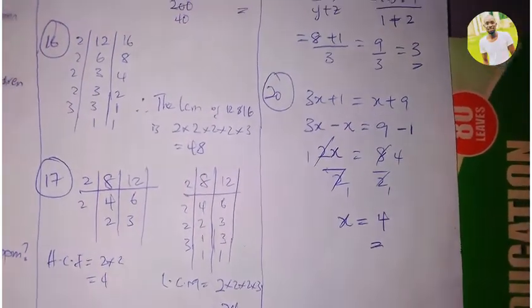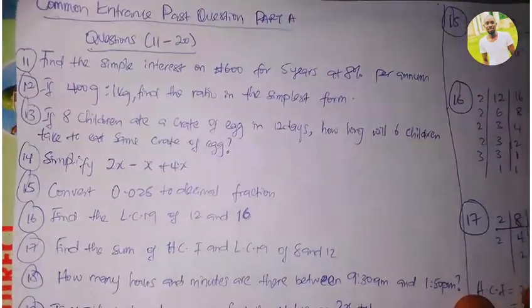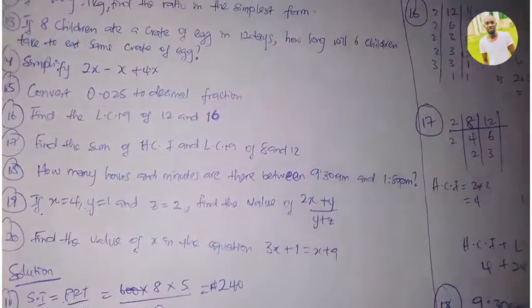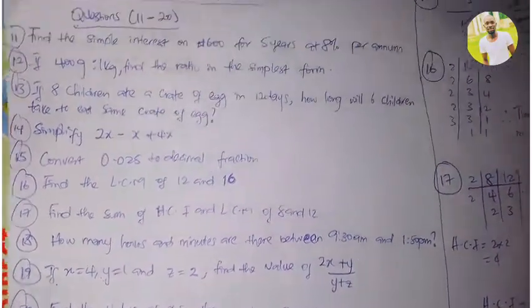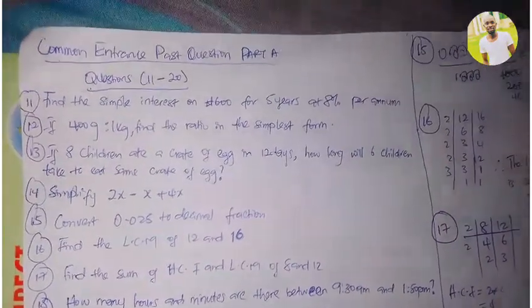That is all. So you can see how we took it through right from 11 to 20. In my next class, I'm looking at questions 21 to 30. In the class after, I'm looking at 31 to 40, before we go to Part B.